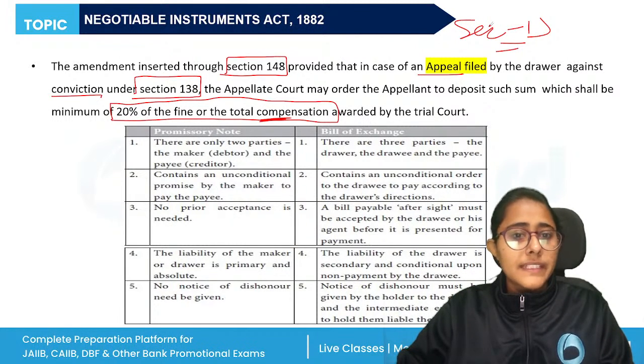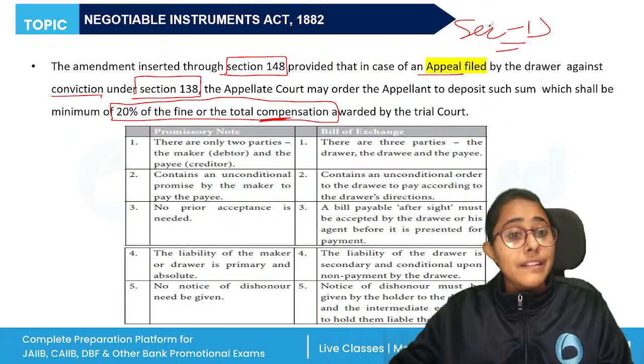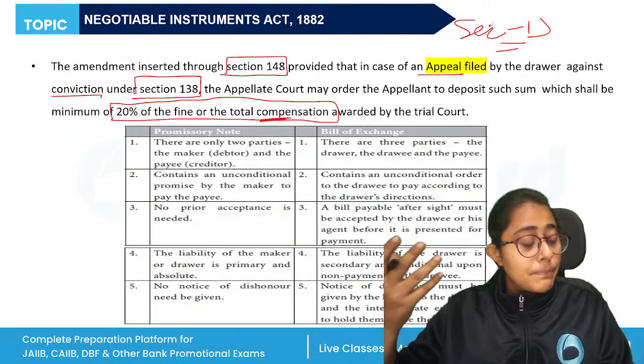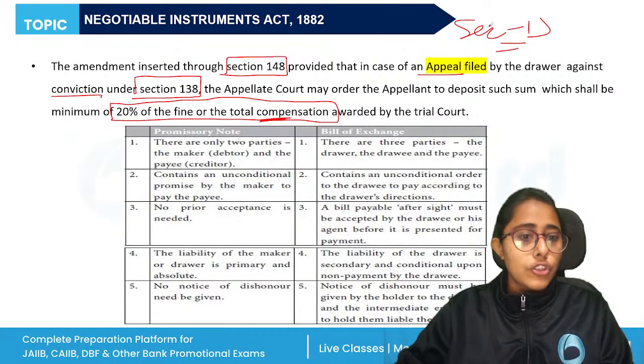Then the basic characteristics: there is a contract between two or more persons in a negotiable instrument. It should be in writing, and it should be expressed in a particular currency. These are the same things that we already know about negotiable instruments.